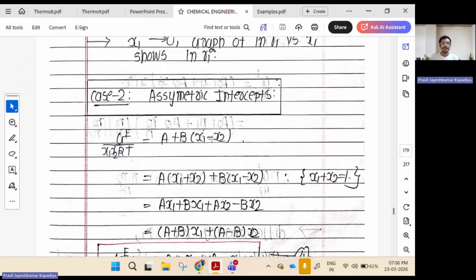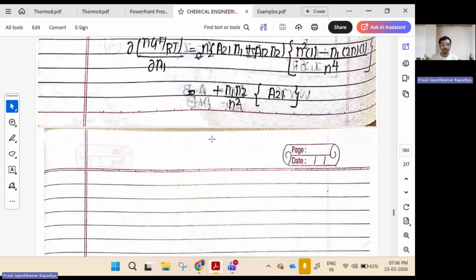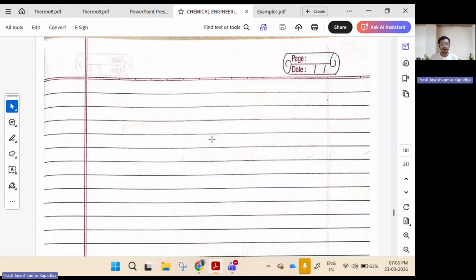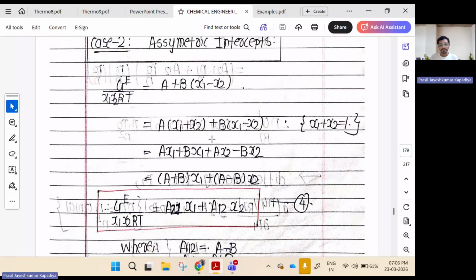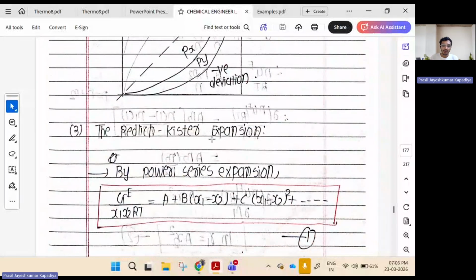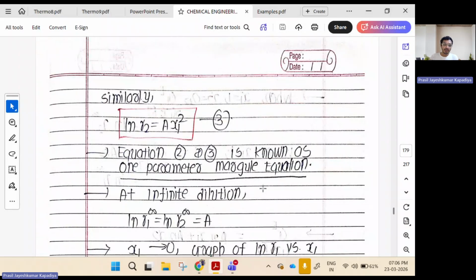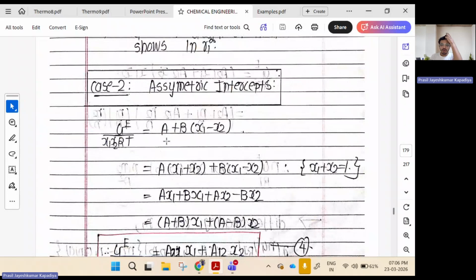Now, when I am dealing with asymmetric intercepts, we have not derived the equation for that. Let's try to formulate the problem. Let's say I'm dealing with asymmetric intercepts. So now I am considering one more term, b. I'm not considering c; c is equal to 0. The more terms you take, the more accurate your predictions will be. So GE by x1 x2 RT is equal to A plus B (x1 minus x2).